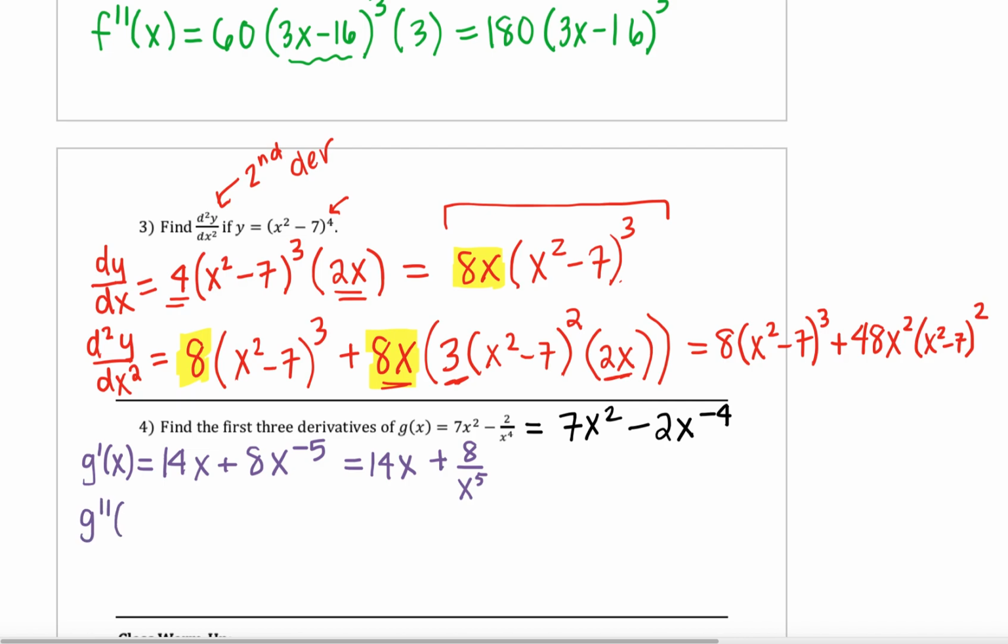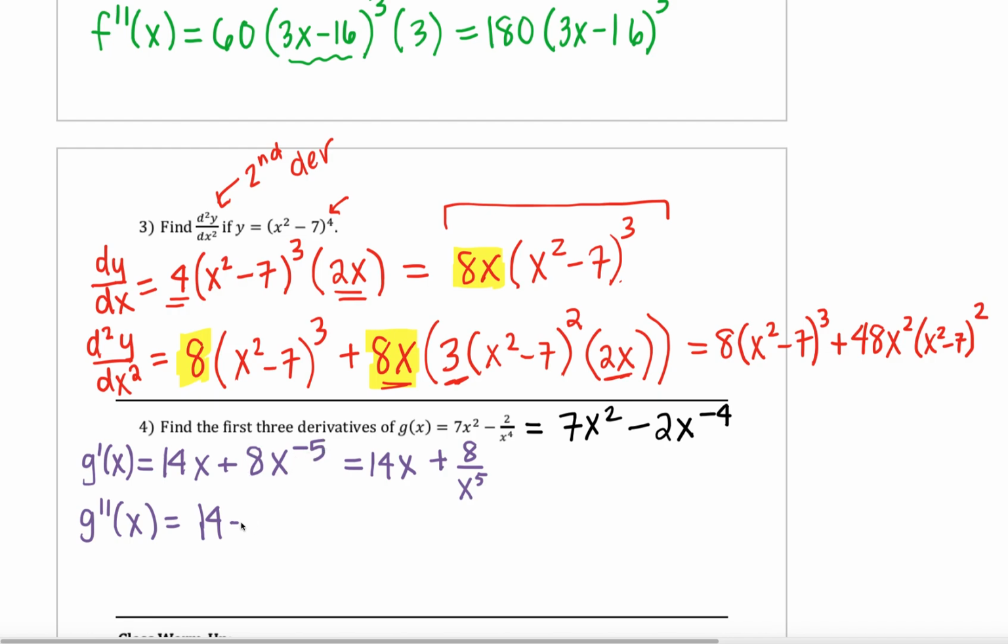Let's find our second derivative. So the derivative of 14x would just give us 14. And then to differentiate the 8 over x to the fifth, I don't want to leave that in the denominator. I actually want to go back and use this kind of negative exponent unsimplified form of the 8x to the negative fifth. From here, we could power rule this.